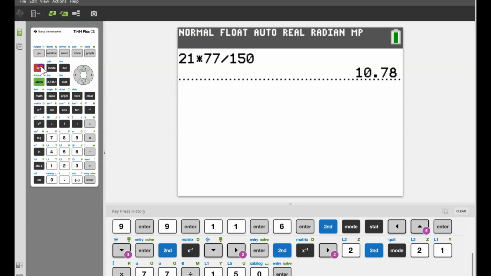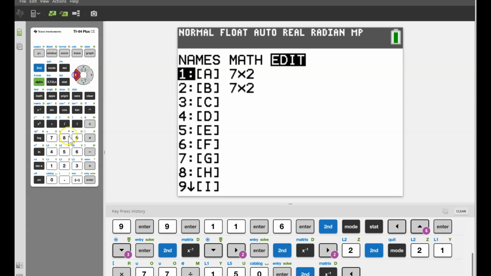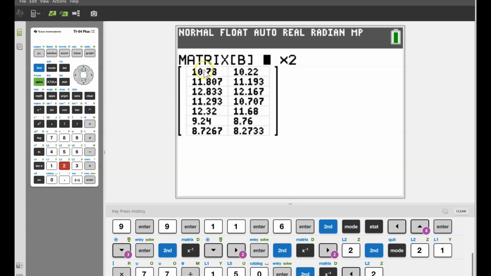Okay, 10.78. And there's our 10.78. So the calculator will do your expected counts for you. And remember, what do we need in this situation? We need all of our expected counts to be greater than or equal to 5, and that condition is satisfied.